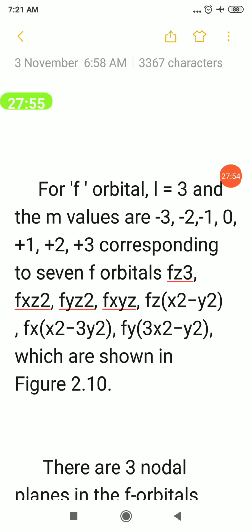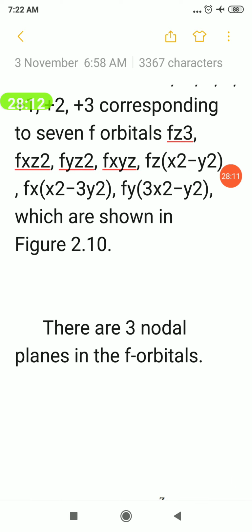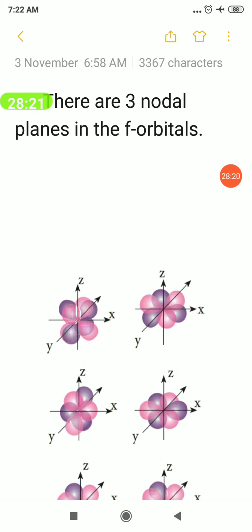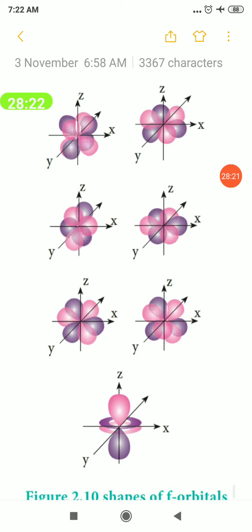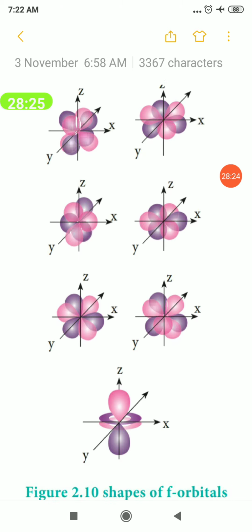fz cube, fxz square, fyz square, fxyz, fz x square minus y square, fx x square minus 3y square, fy 3x square minus y square. So these are the 7 possible orientations of f orbital, and for every f orbital there will be 3 nodal planes. For p orbital 1 nodal plane, for d orbital 2 nodal planes, and for f orbital 3 nodal planes. And these are the various shapes of f orbitals.